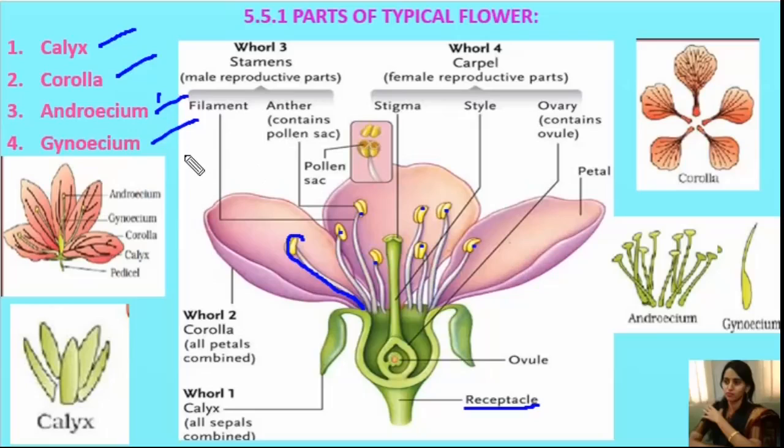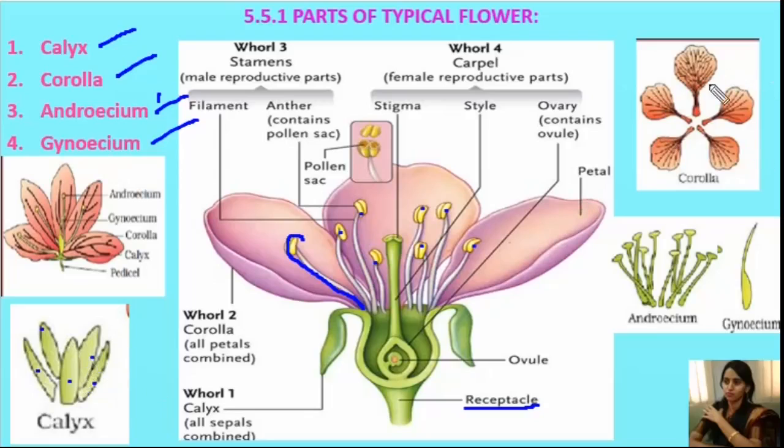Then gynoecium, as I said, is the female reproductive part of the flower. The individual member of the gynoecium, we call them carpels. This image that I have taken from your textbook is the longitudinal section of the flower, and this is the calyx, and these are sepals 1, 2, 3, 4, 5. The number of sepals varies from flower to flower.